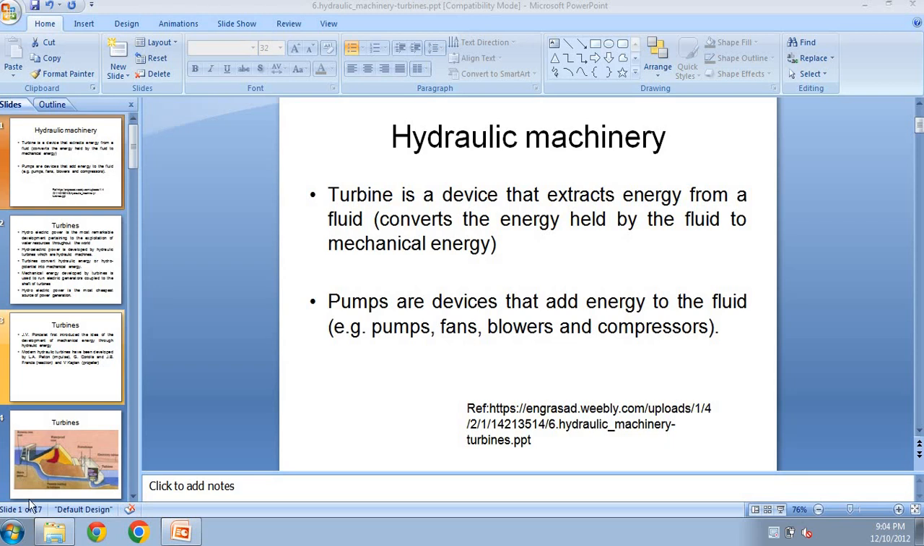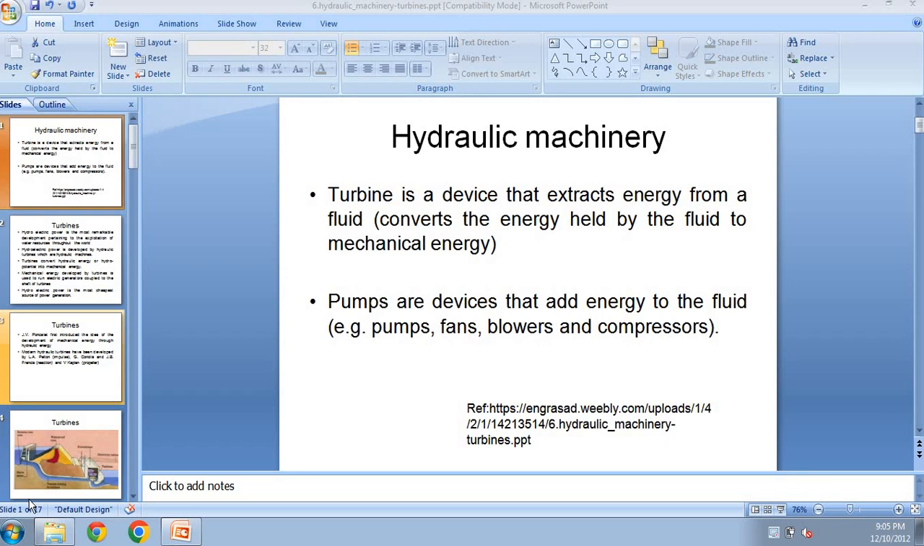In this lecture we discuss hydraulic machineries. Here we consider turbines and pumps as hydraulic machinery. Turbines extract energy from the fluid and convert it into mechanical energy, in the form of rotary motion along with some torque.